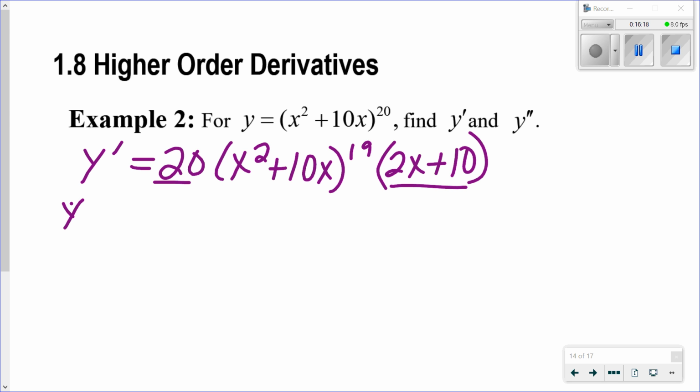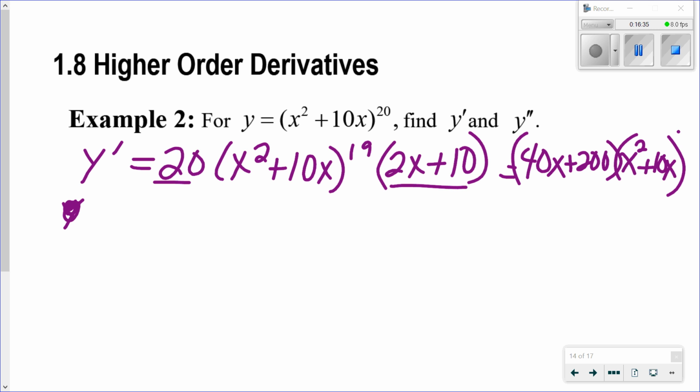So actually, let's just leave it here. So this actually equals 40x plus 200, put that all in parentheses, times x squared plus 10x to the 19th. That's my first derivative. You need to simplify. Simplifying is not taking another derivative. Now we can take the derivative of that.